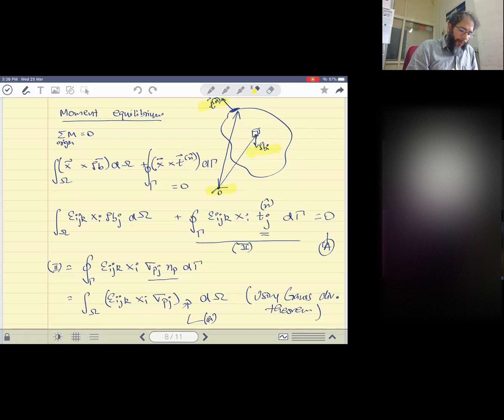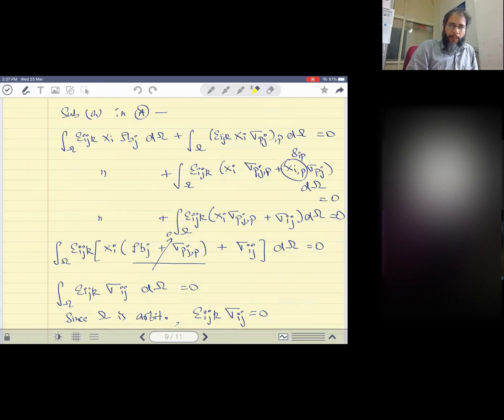When we apply a bit of tensor calculus, finally we get the relation epsilon ijk sigma ij equals 0.